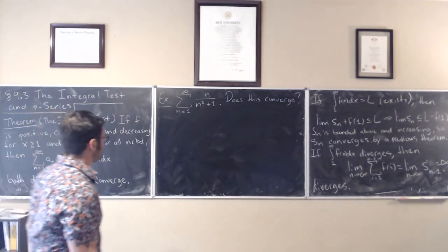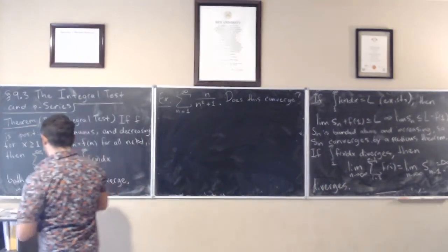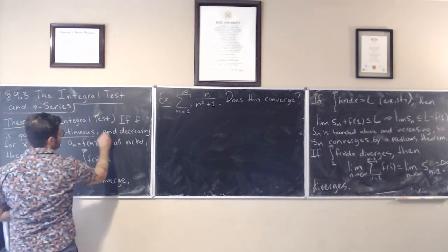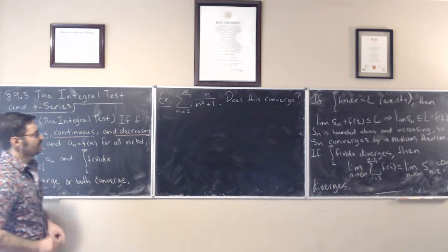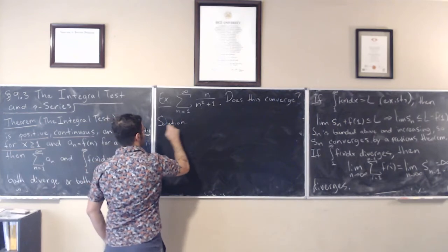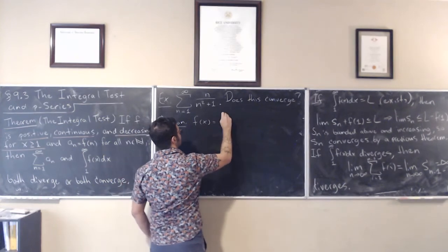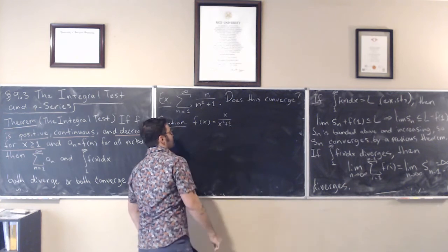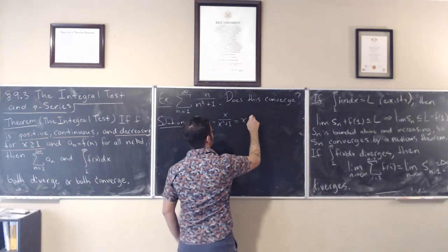So let's apply the integral test to determine this. And in order to do that, you have to verify that it's positive, continuous, and decreasing for all x greater than or equal to 1. So look at our solution here, we can say f of x equals x over x squared plus 1, which for my purposes, I'm going to rewrite like this.